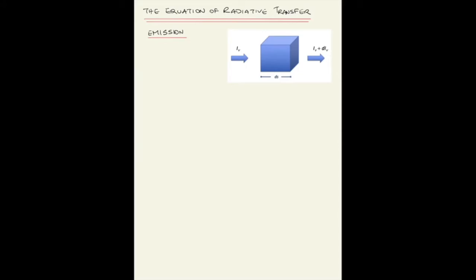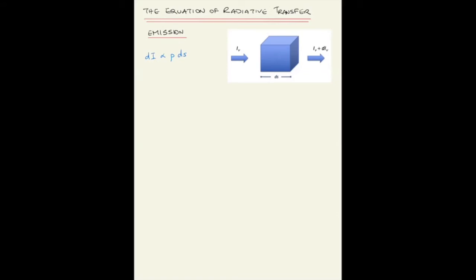And in this case, it's not going to be proportional to the incoming intensity, because you can start from zero intensity and still have the material in here adding radiation. So then you're going to have a positive dI coming out. So our guess is that the outcoming intensity of emission is going to be proportional to the density and to the size of the cube, with the dI being bigger than zero.